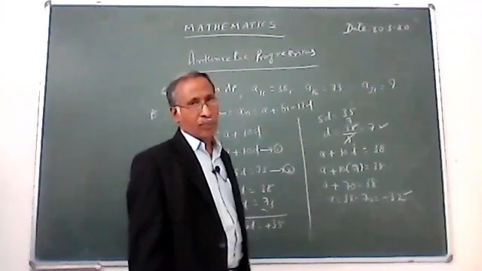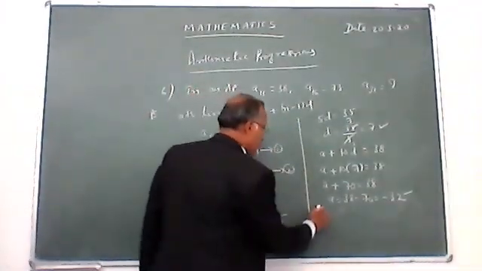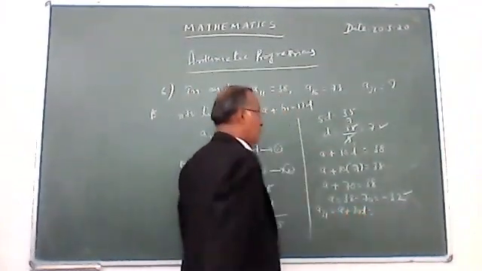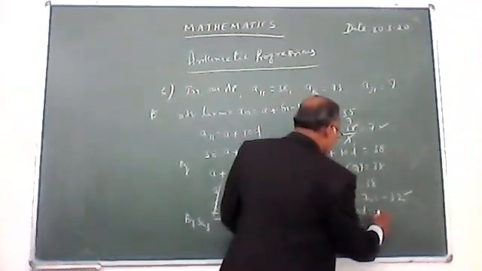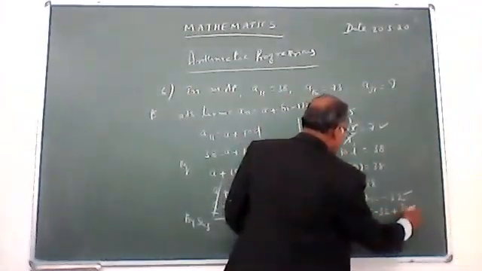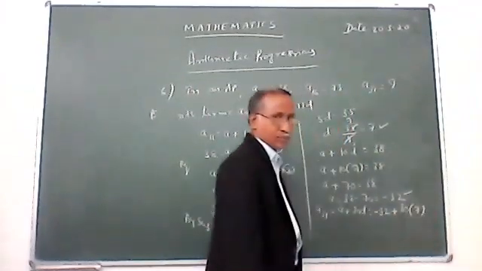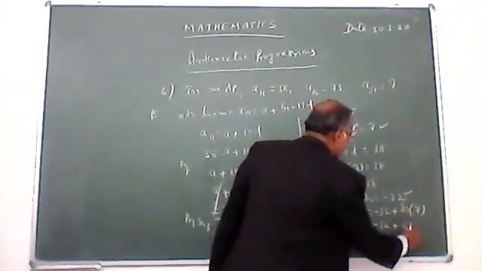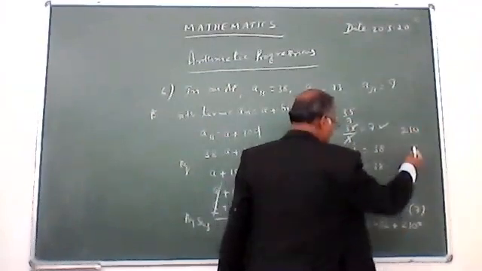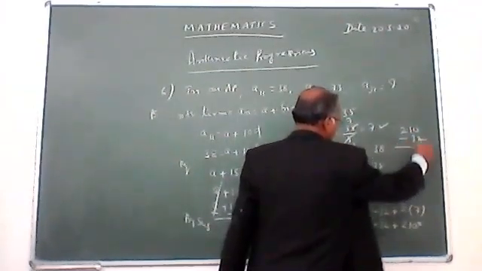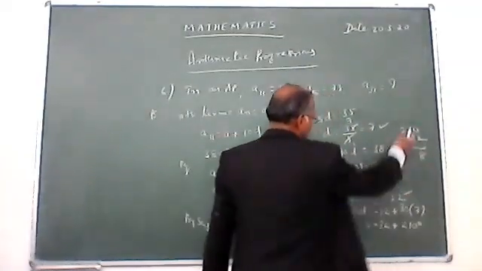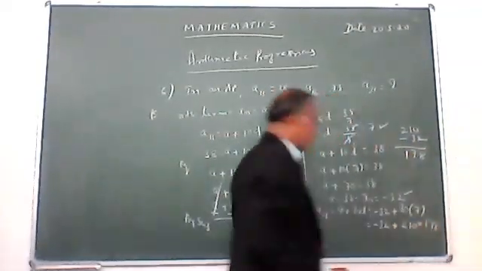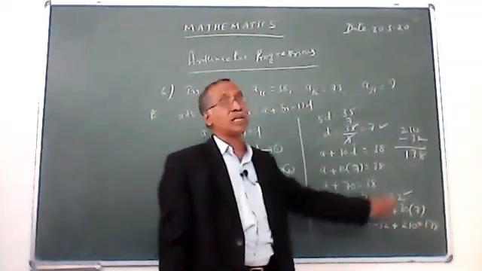Now we have to find out the 31st term of this AP. Therefore, A31 is equals to a plus 30d. Substitute the value of a here. a is minus 32, plus 30 into common difference 7, which is equals to minus 32 plus 30 into 7, 210. Difference of these two, 210 minus 32 is 178. So the 31st term of this AP is 178.